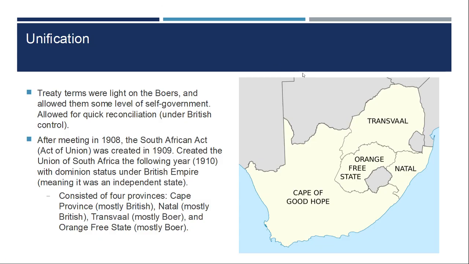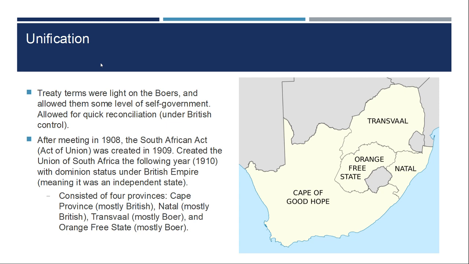Here's that map I was talking about. So when I said that they annexed the Natal, that's over here, and then the Transvaal is up here. These are the two main Boer areas as we move forward, but also during that time period. So now that the British have won, they control South Africa.